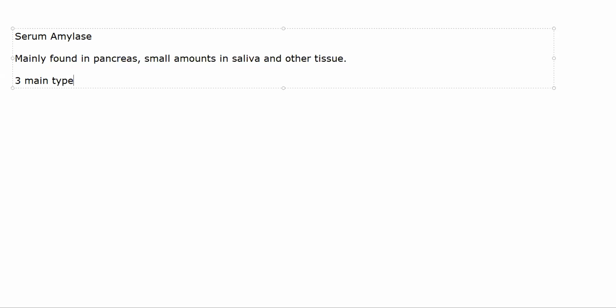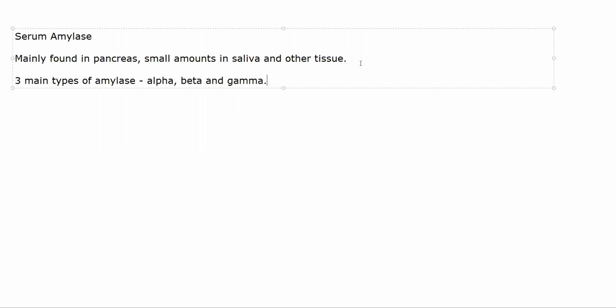Three main types of amylase: alpha, beta, and gamma. Okay. Now, clinically, when you estimate serum amylase, it is important for the diagnosis of acute pancreatitis. Whenever a patient has acute pancreatitis, you will see that their amylase level is one of the first things that will get distorted. Normal amylase levels will rise.